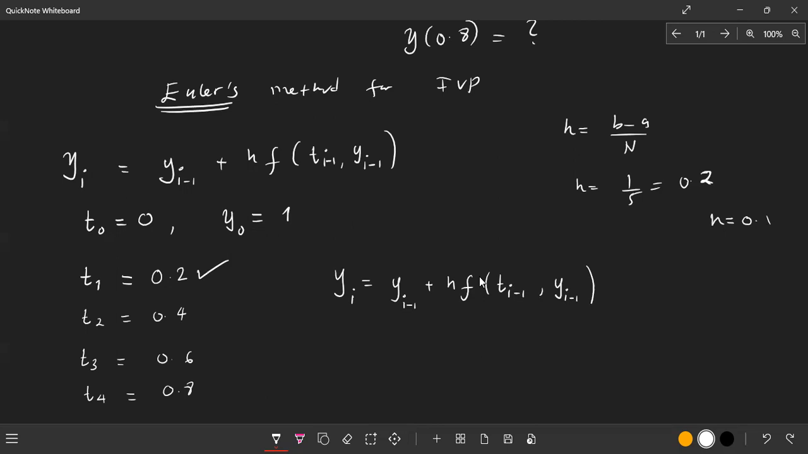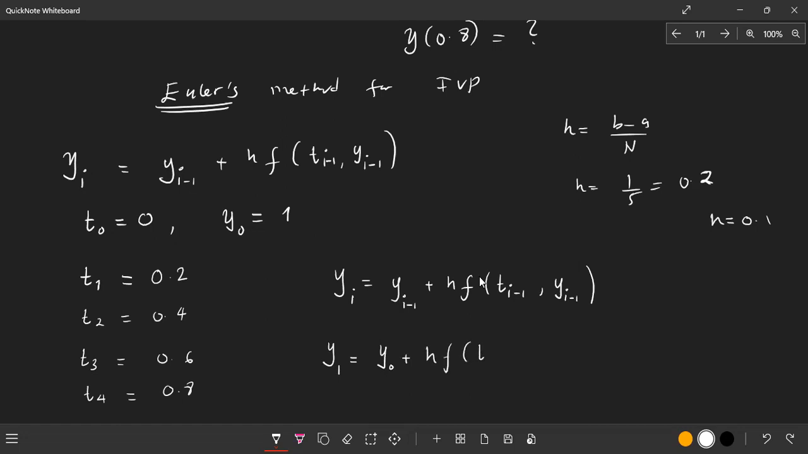So we start at t1, which is at t equal to 0.2. Start with the first iteration. This will be y1. When i is equal to 1, this is y0, plus h.